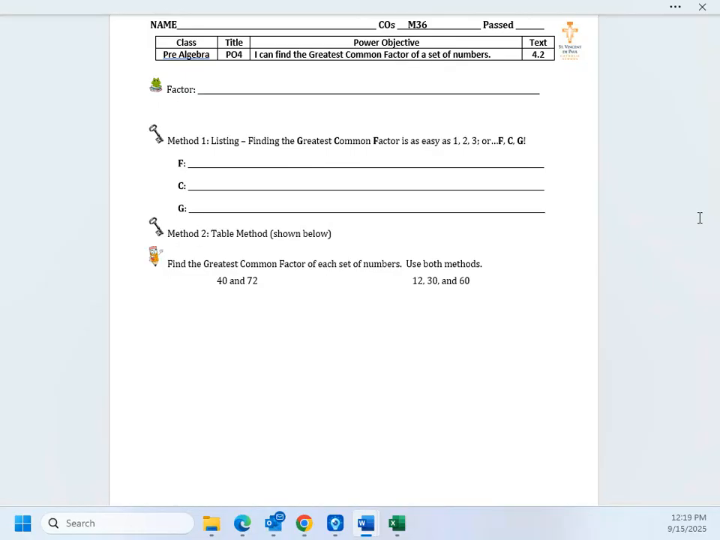I can find the greatest common factor of a set of numbers. This will be important for when we're simplifying. Finding those greatest common factors helps us with word problems, helps us with simplifying. So first thing we need to know, if it's the greatest common factor, well, what is a factor?